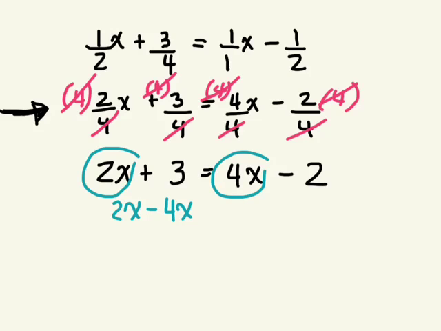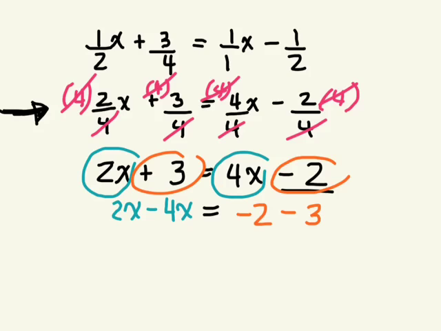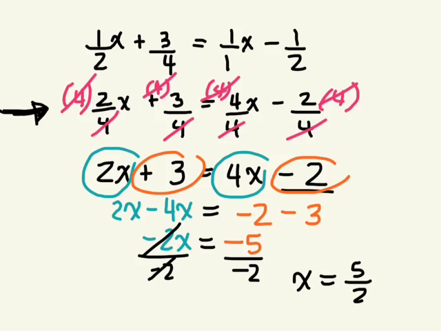Okay? And then on the right side, I have a negative 2. It's already there, right? So that doesn't change. It stays on the right side. But what happens to the positive 3? It becomes negative 3. Good. What's 2x take away 4x? Negative 2x. And what's negative 2 take away 3? Negative 5. Is it starting to look the same as before? Divide everything by negative 2, and we're left with x equals 5 over 2, or 2.5, the exact same answer as what we just did. Okay? That's just another way to solve this.